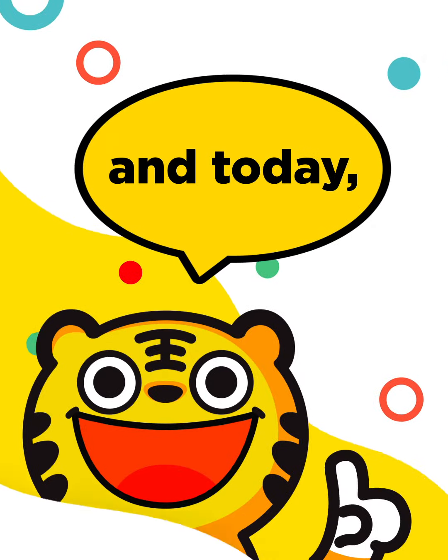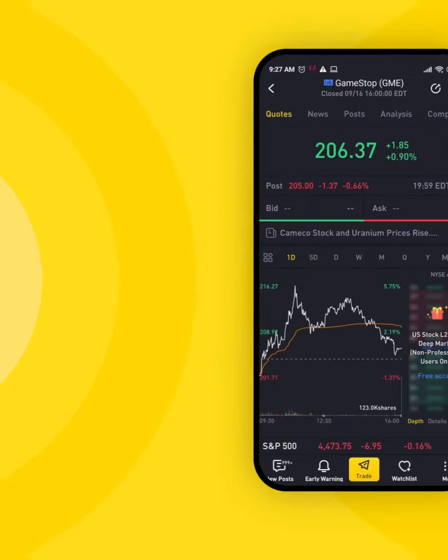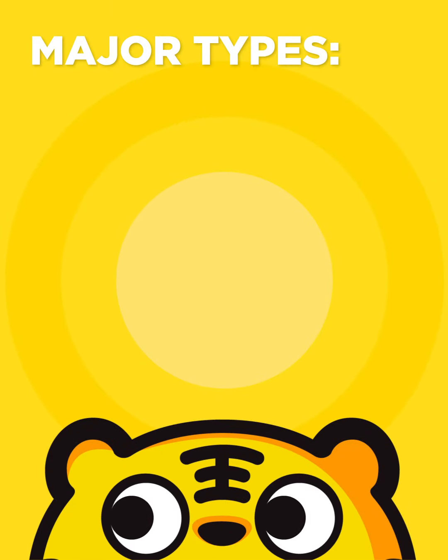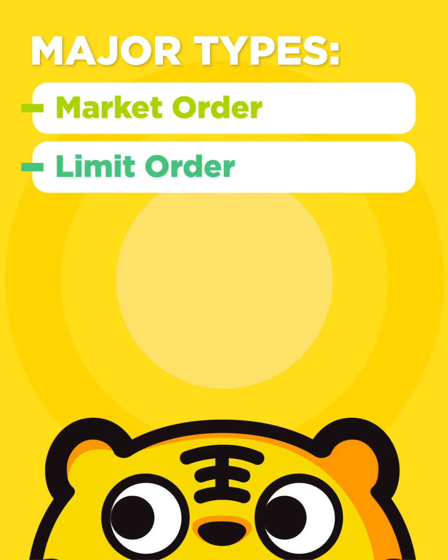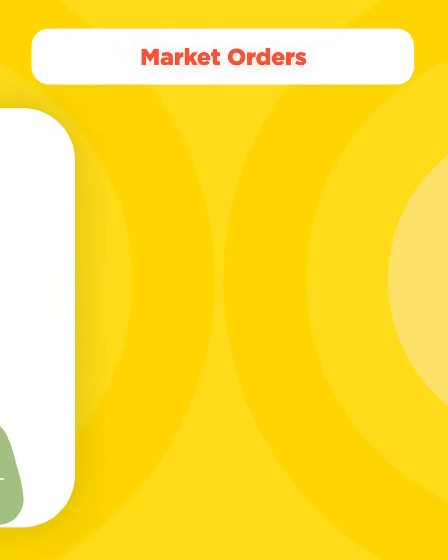Tiger Trader, and today I'll be talking about order volatility and order types available on the Tiger Trade app. There are two major types of orders you can do on the Tiger Trade app: market and limit, including a few other variations of them. Let's start with market orders.